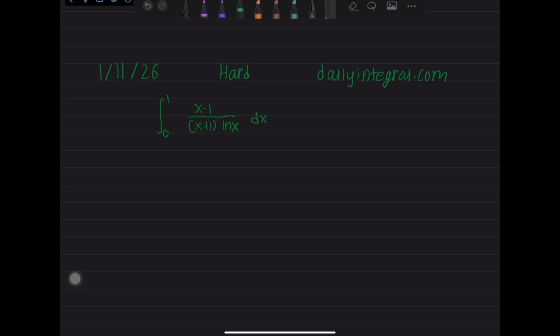Hi everyone, today is January 11th and we are doing the hard daily integral for today. So please try it out for yourself and then we'll start.